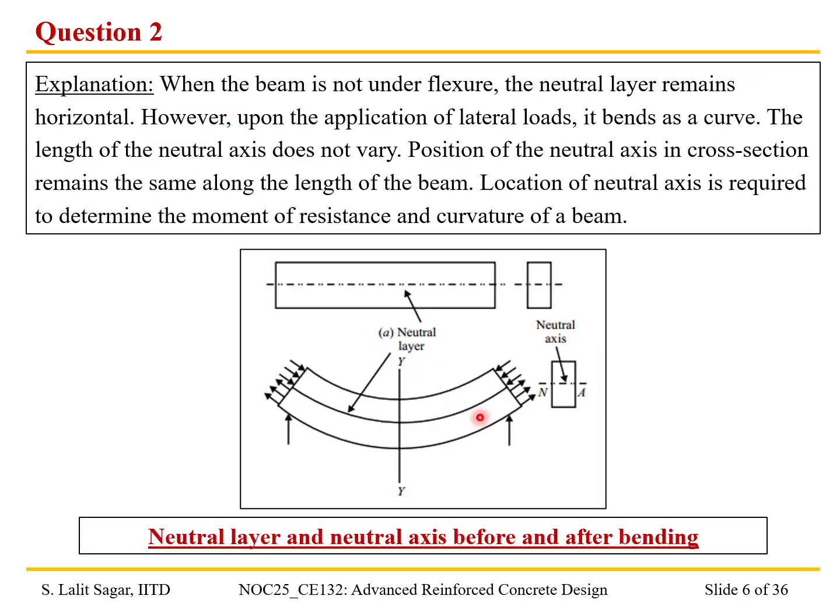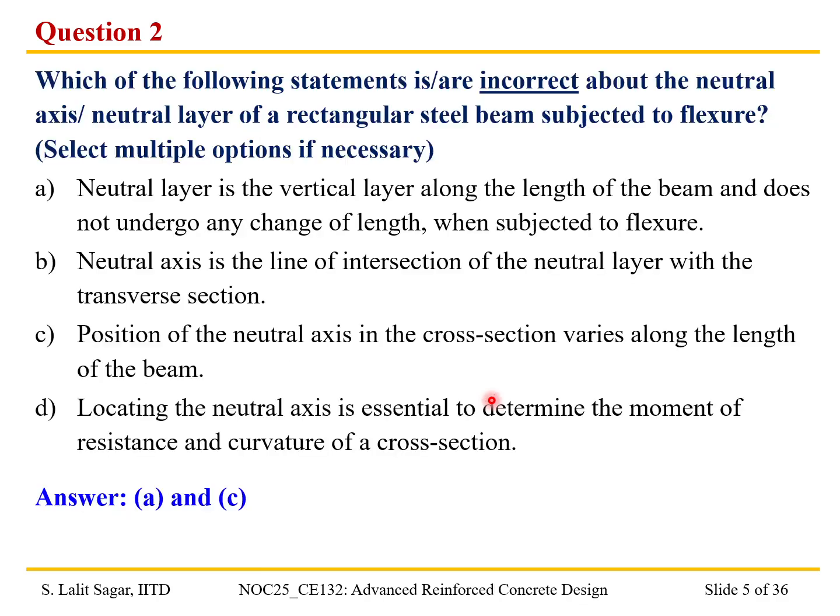Option C states that the position of the neutral axis in the cross section varies along the length of the member. That is incorrect because, let us say at this particular length, whatever is the depth of the neutral axis, that is going to remain more or less the same along the entire length of the beam. That is one of the assumptions that we make in order to simplify the flexural problem. So option C is incorrect.